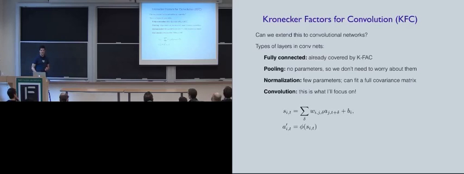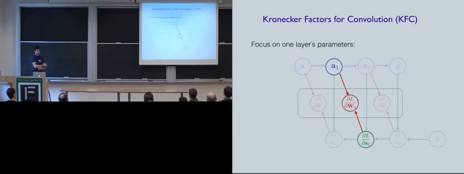Just as a reminder, the way that convolution layers are defined is that we convolve the previous layer's activations with a set of weights or filters, and then we add biases for particular channels in that layer, and then we pass that through a nonlinear activation function. Let's continue to make the assumption that there are no correlations between derivatives in different layers, and so we can focus on the parameters for a single layer.